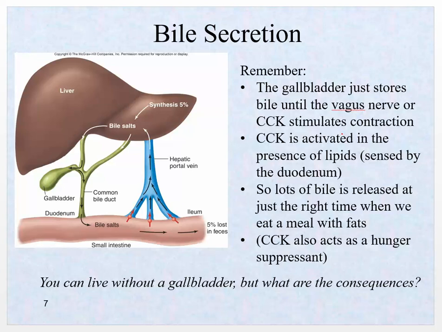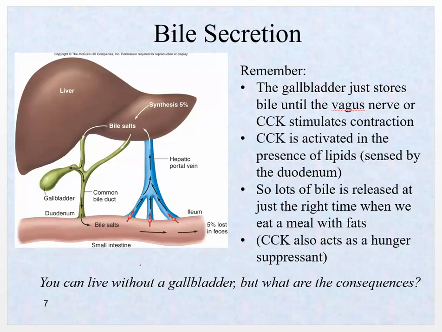And then no matter how fatty it is, hopefully, it should be able to break down those big blobs into smaller blobs. It should be able to emulsify those. Okay, so lots of bile is released at just the right time when we eat a meal with fat. CCK, incidentally, also sends a signal back up to the brain in a roundabout way and says, hey, we've got food, we're not hungry anymore. Okay. So it acts as a hunger suppressant. So you're constantly kind of monitoring that. And if you're saying, gosh, they should make drugs that do that, they've tried and they have. And there are a lot of drugs out there that do suppress your appetite, that you can't just take because they also have a lot of other adverse side effects.